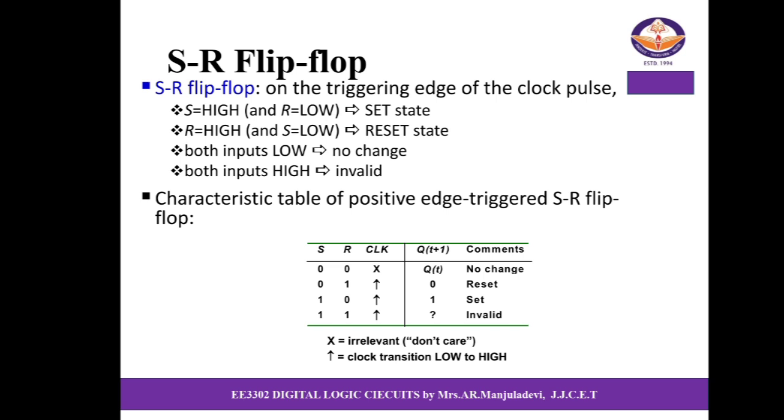Next, we are going to see about SR flip-flops. It operates on the triggering edge of the clock pulse. When S is high and R is low, it is said to be in the set state. When R is high and S is low, it is in the reset state. When both inputs are low, there is no change. When both inputs are high, it is said to be invalid. These are the characteristics table of SR flip-flops.